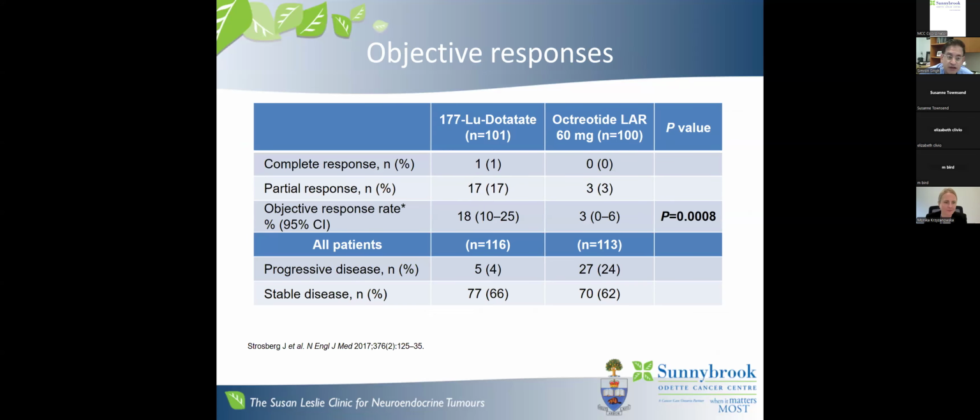On the NETTER-1 trial, and this is important as we go forward, you'll see the overall objective response rate was 18%. Now, again, this is a select group of patients. This is midgut patients who would progress on somatostatin analog, but the objective response rate was 18%, despite that big difference in PFS.